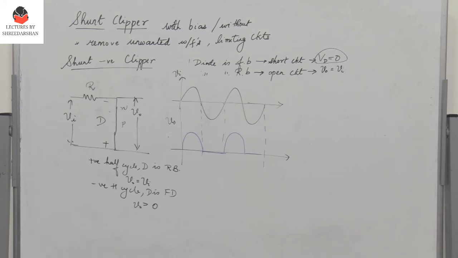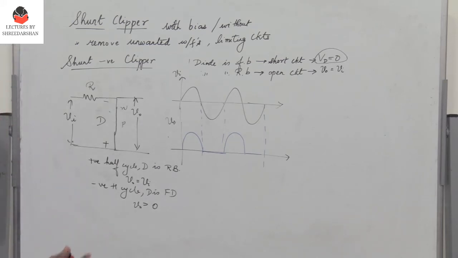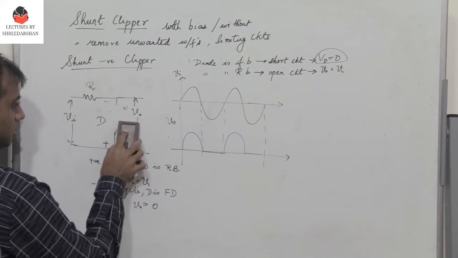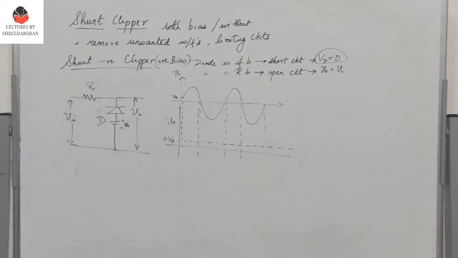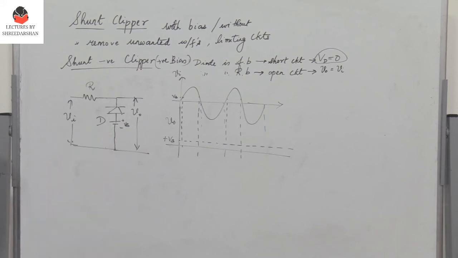Actually, shunt clippers are very easy. We just have to identify when the diode is forward biased and when the diode is reverse biased. Now let's consider a negative clipper with positive biasing. This is the circuit of a shunt negative clipper with positive bias. So the voltage is plus VB there.